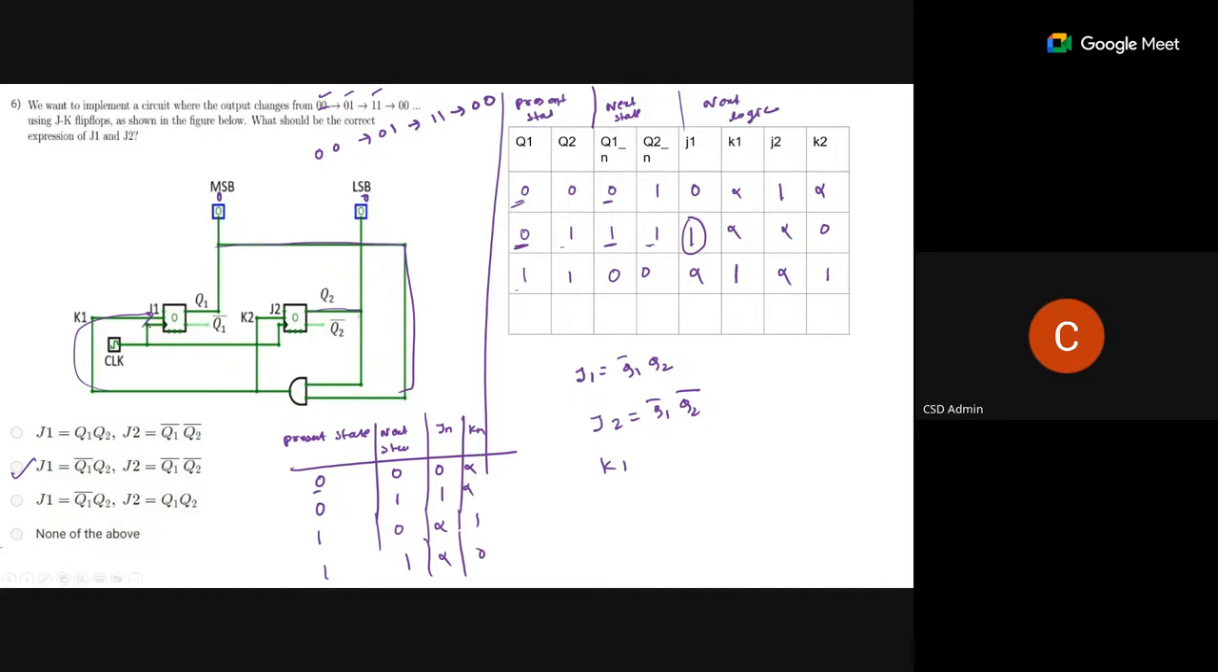Okay, so this type of design question, you understand it. Any doubt? This is clear. Okay, so let's go to the next question then.